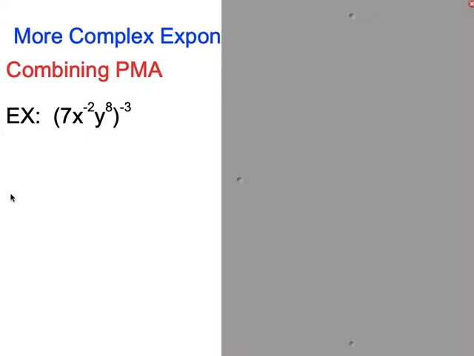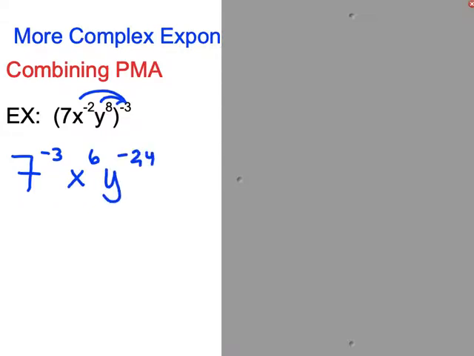Let's take a look at a couple power to a power problems. So 7x to the negative 2nd, y to the 8th, all to the negative 3rd. Now there are multiple ways of doing this problem. I'm just going to show you one way. Everybody's going to get the negative 3rd power. So that 7 is actually going to be 7 to the negative 3rd. For x, negative 2 times negative 3 is positive 6. And 8 times negative 3 is negative 24.